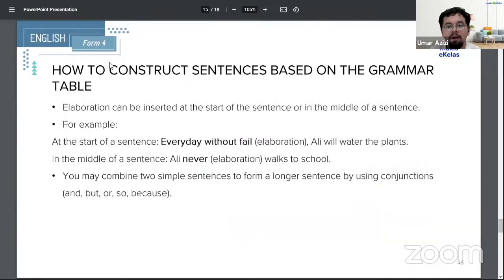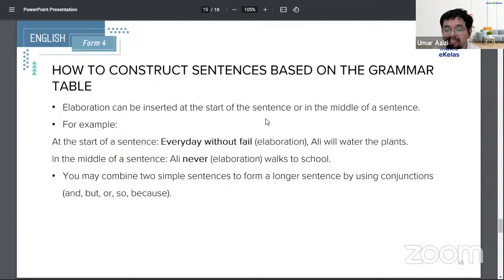All right. So how to construct sentences based on the grammar table. Elaboration can be inserted at the start of the sentence or in the middle of a sentence. For example, in the beginning, so if you want to use an elaboration at the beginning of a sentence, this is how it looks like. Every day without fail, which is the elaboration, every day without fail, Ali will water the plants. An example of the middle of a sentence: Ali never walks to school.